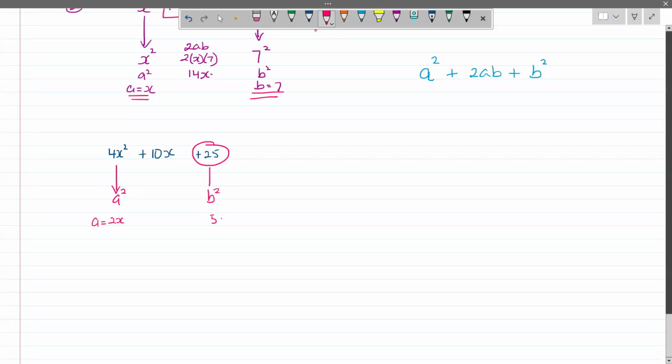And then we're going to check our 2ab value. So 2 by 2x by 5. Yeah, it's off a little bit. We get 20x. 2 by 2 is 4, 4 by 5 is 20x. Right? Should have put 20 there. That was my bad. And that's how we determine that this is a perfect square. Follow?